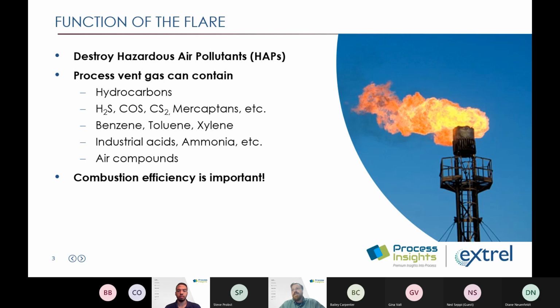So the types of individuals who are interested in looking at flares goes beyond people who are just interested in staring at the flames. Right? We've got the regulators also interested because it's the efficiency of the flare that matters for its safety.